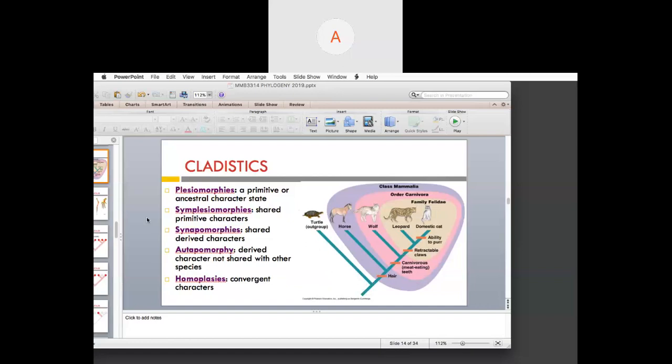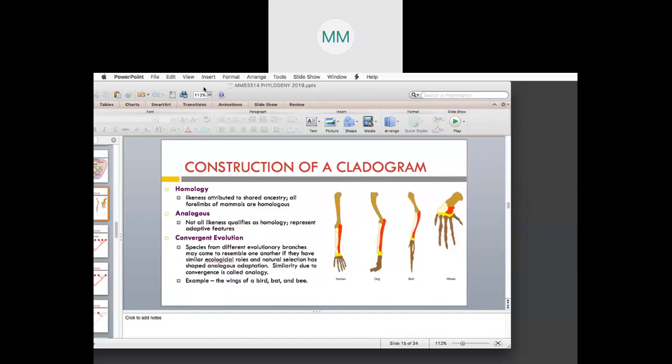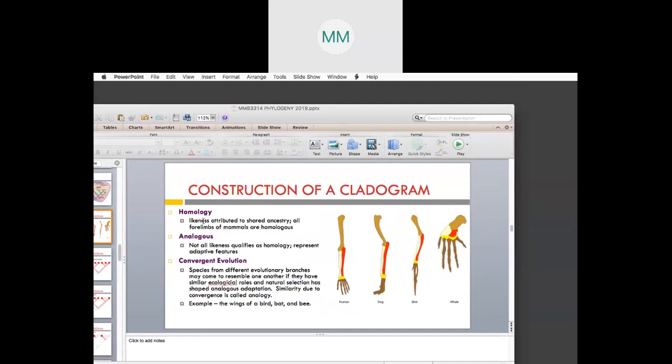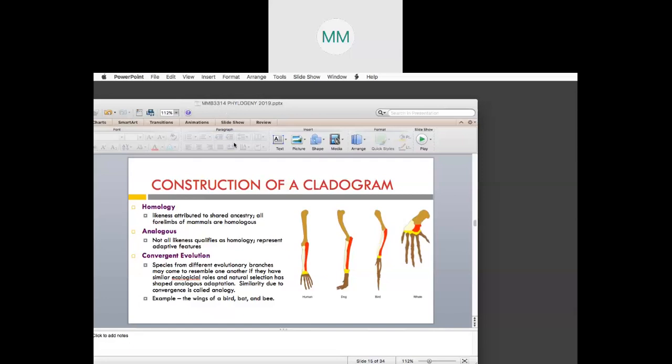Yeah, so I think we can move on. If anything, again, you can stop me. So now, construction of the cladogram. Homology is the biology where likeness is attributed to shared ancestry. So when you're talking about shared derived characters, they are all homologous. You notice? You would think, how is a human actually related to a bird? How is it even related to a whale and a dog? But the fact is that despite this evolution, we are homologous because the forelimbs are very consistent. It has just evolved differently, but three types of bones are still present from the most primitive to the most derived of us.